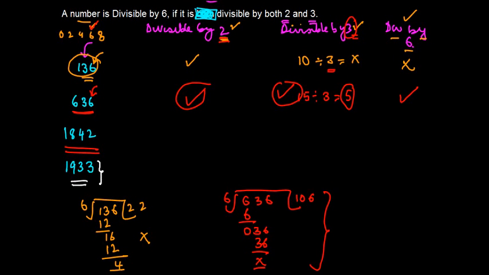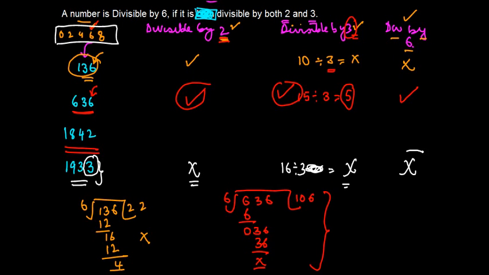Let's do 1933. In 1933, the units place contains 3, but 3 is not one of the digits which, if it is there in the units place, is divisible by 2. Hence, it is not divisible by 2. If it is not divisible by 2, it is not divisible by 6, even though it might be divisible by 3. I'm not sure whether this is divisible by 3. Let's see. 1 plus 9 gives you 10, plus 3 gives you 13, plus 3 gives you 16. 16 when divided by 3? No. Hence, in both the cases, it is negative. So it is not divisible by 6.